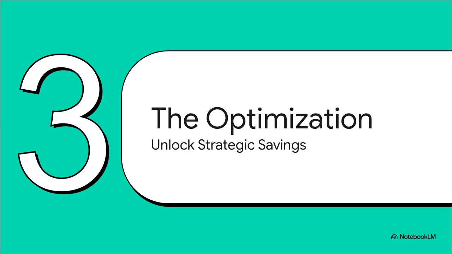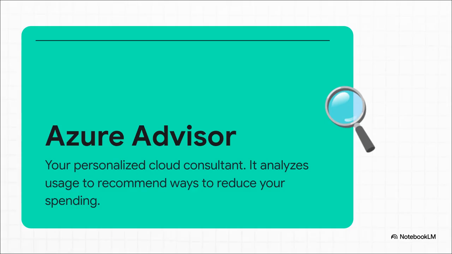So we've looked back with our detective work, and we've set up guardrails to look forward. Now it's time to get strategic. Let's talk optimization. This isn't just about stopping surprise spikes, it's about actively finding ways to pay less for the exact same stuff you're already using. And our first stop here is Azure Advisor. The best way to think about this? It's like having a free, personalized cloud consultant that's built right into Azure.